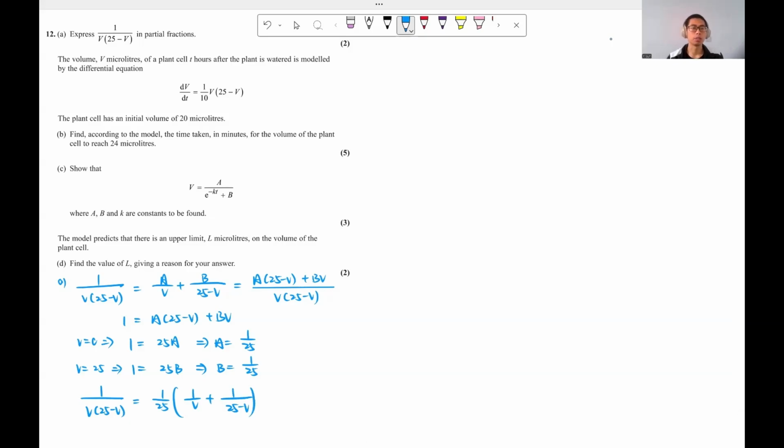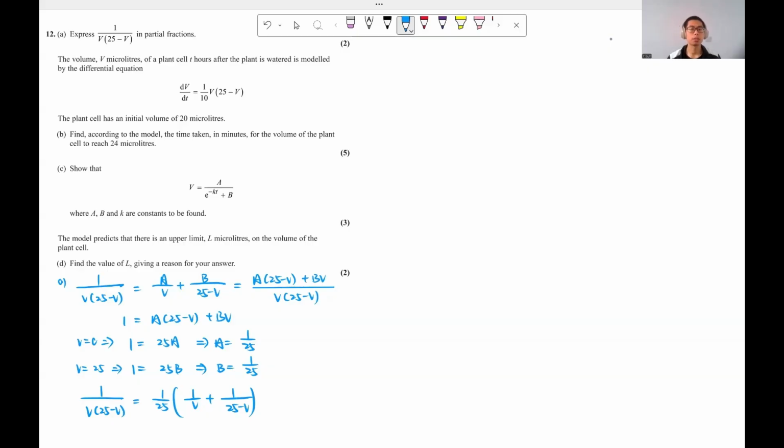Okay, and then part B. So the volume V microliters of a plant cell t hours after the plant is watered is modelled by the differential equation dV over dt equals 1 over 10 V times 25 minus V. Okay, the plant cell has an initial volume of 20 microliters. So we want to find, according to the model, the time taken in minutes for the volume of the plant cell to reach 24 microliters.